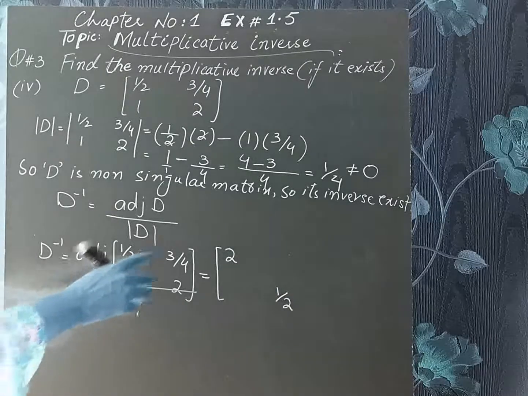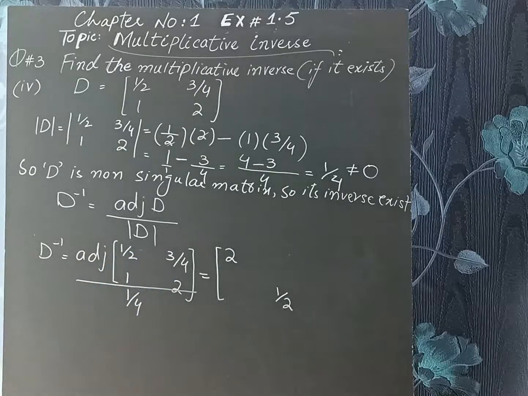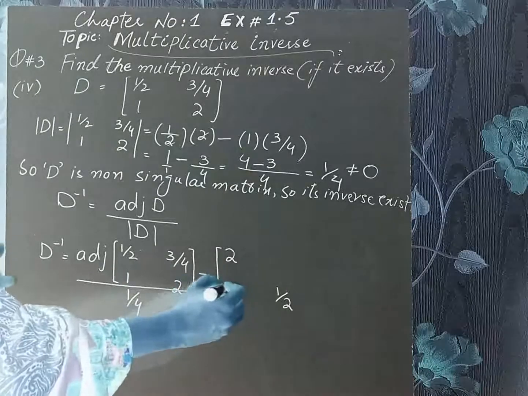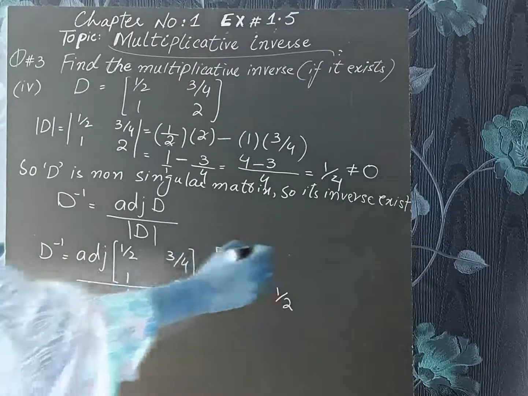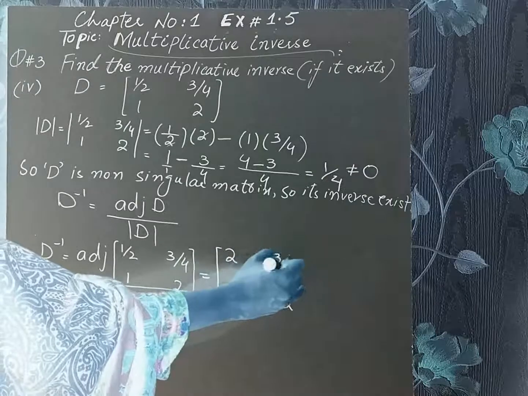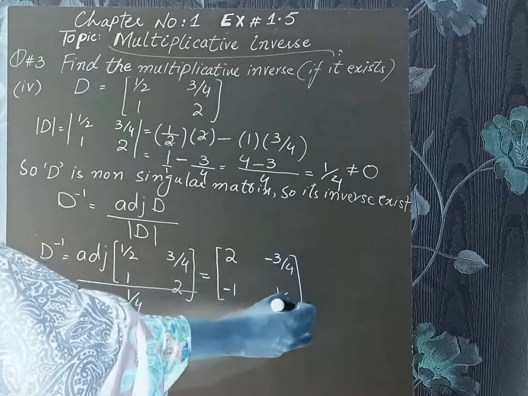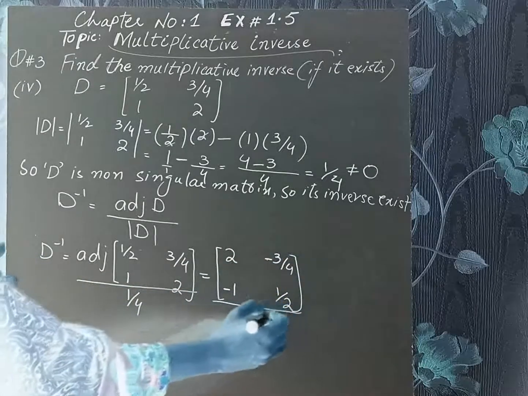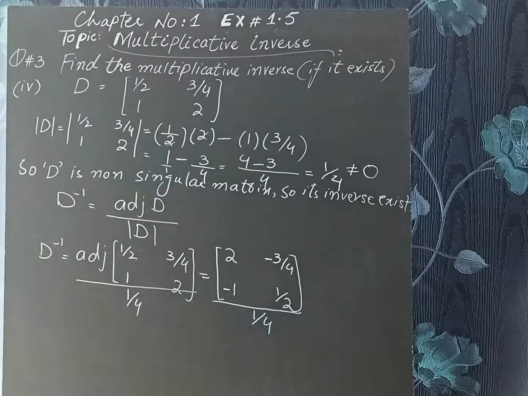I will change the sign of the non-diagonal entries. Both are plus, so they will be changed into minus. This is now minus 1, and that is minus 3 over 4. And this is divided by 1 by 4. Okay, now guys, we have applied the formula, we have put the values, we have taken the adjoint. Now you can see the matrix is divided by 1 by 4. It means we will divide all the entries of the matrix by 1 by 4.